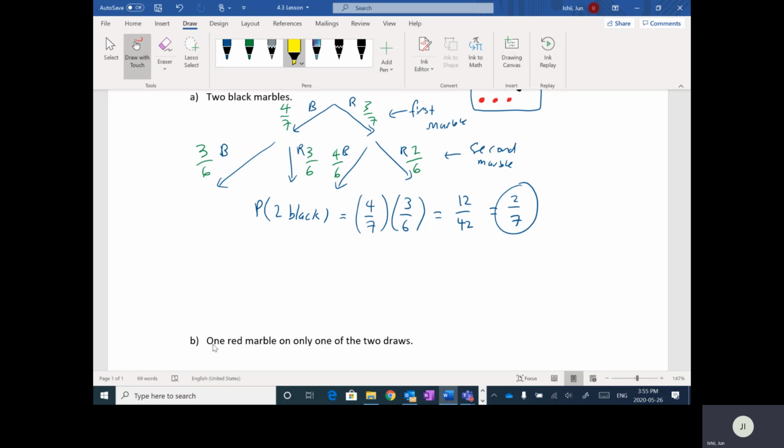Okay, so for part B, we want the probability of 1 red marble on only one of the 2 draws. Okay, so we just want 1 red marble. So that would be when you go black marble then red marble, or you go red marble and black marble. So there's actually 2 of these branches. All right, so it's either going to be black and red or red and black. And if you remember from the last unit, whenever you hear the word or, you're basically going to add the 2 branches together. Okay, so to answer this question, to go black and then red is 4 out of 7 times 3 out of 6.